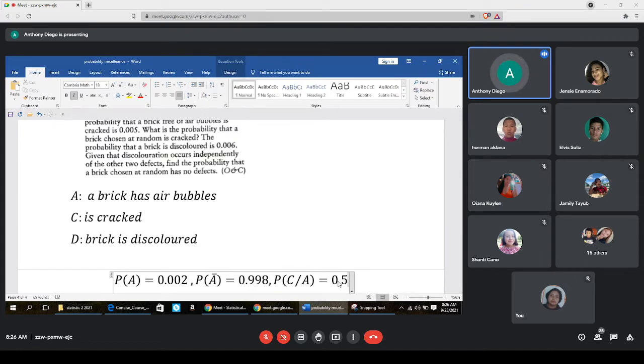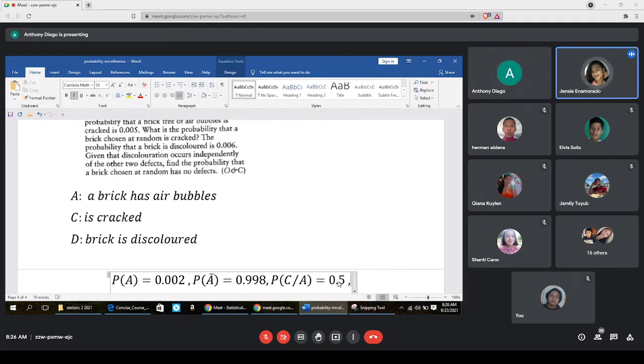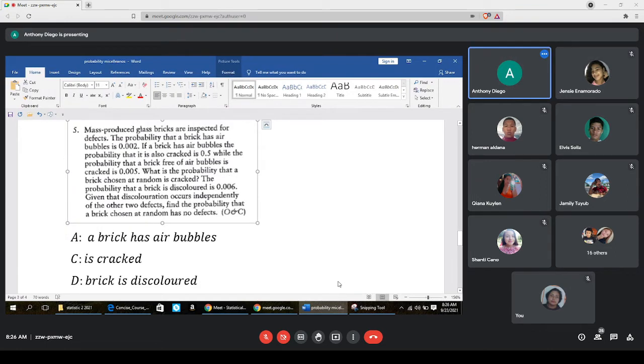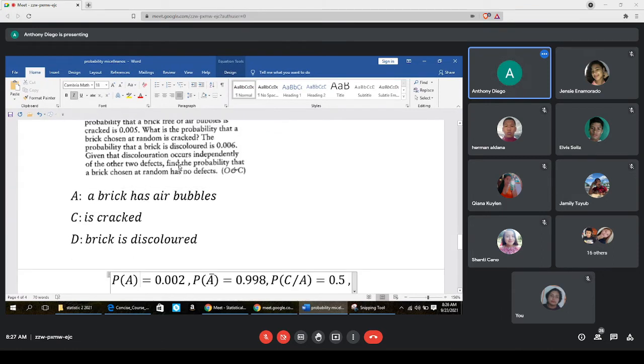Then they gave us another. Sir, is it 0.5, sir, or 0.005? Let me recheck. I think it's 0.5. It said if a brick has air bubbles, the probability that it is also cracked is 0.5, while the probability that a brick free of air bubbles is cracked is that. So what would be the notation for this one here?